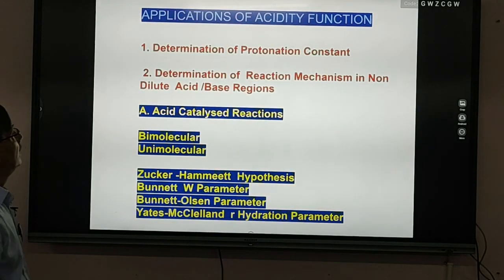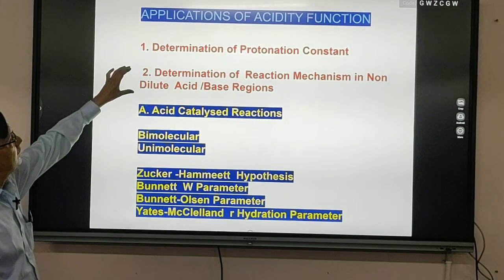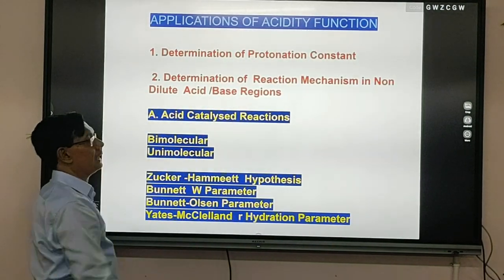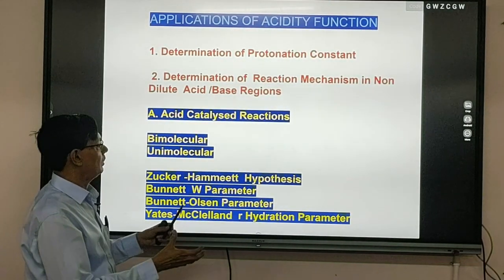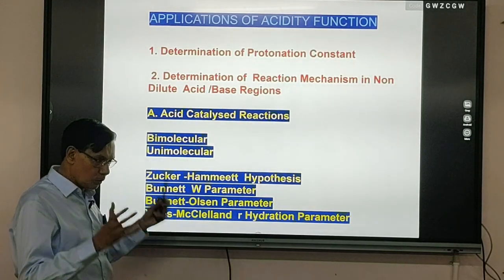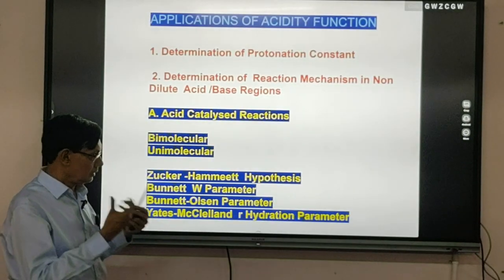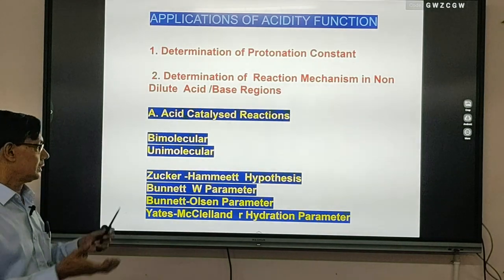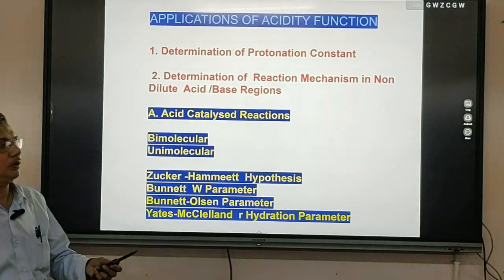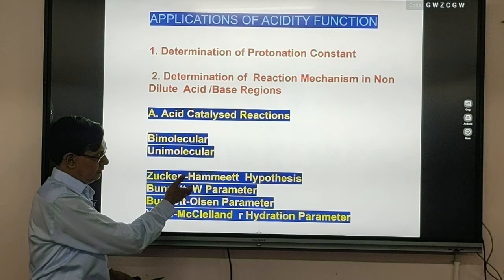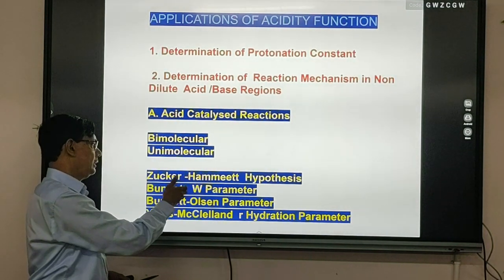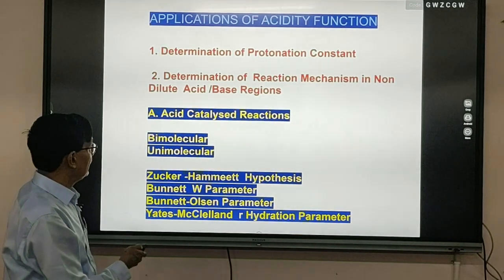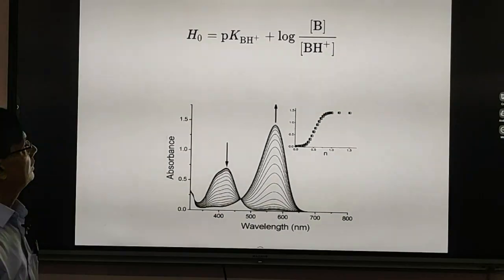There are many applications, but today I will not discuss the different types of applications. But basically, first is the determination of the protonation constant, and second is the study of different types of acid catalyzed reactions. Suppose the total number of water molecules involved in the rate determining steps, the role of water as a proton transfer agent or hydrogen donor, or there is no role of water, like a unimolecular reaction, where water is not involved. But suppose it is a bimolecular reaction, then how many water molecules are involved? 2 or 3. That can be solved with the help of the acidity function. There are different names like Zucker-Hammett hypothesis, Burnett-Olsen parameters, Yates-McClelland parameters. I will not discuss them today. I will only discuss the simple acidity function.